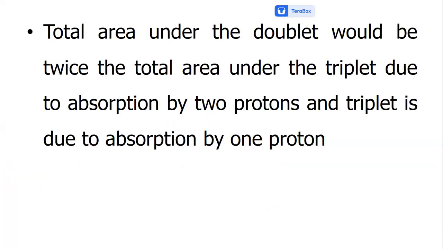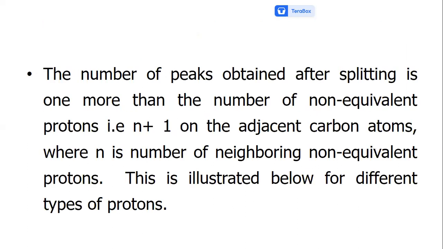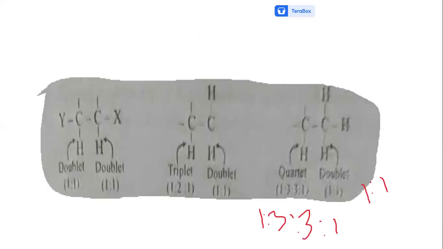The total area under the doublet would be twice the total area under the triplet, due to absorption by 2 protons, while the triplet is due to absorption by 1 proton. The number of peaks obtained after splitting is one more than the number of non-equivalent protons, that is n plus 1 on the adjacent carbon atoms, where n is the number of neighboring non-equivalent protons. This is illustrated below for different types of protons.